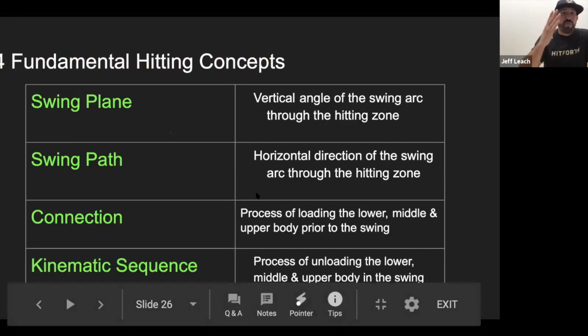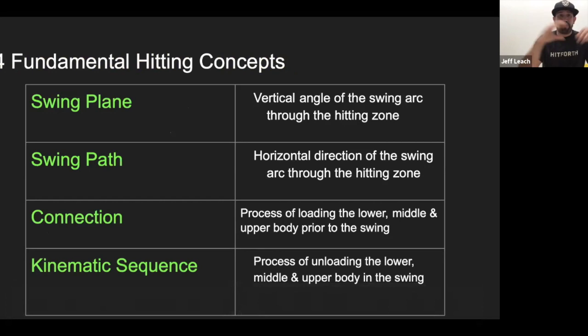So here's 4 fundamental hitting concepts that we care about. Those are movements, these are swing concepts. One is swing plane, which is basically the vertical angle of the swing arc through the hitting zone. I'll give you an example here in a minute. Swing path is the horizontal direction of the swing through the swing arc. If the vertical angle is whether I'm swinging up or swinging down, that's swing plane. Swing path is whether I'm swinging out, through the middle, or swinging in and across the body.